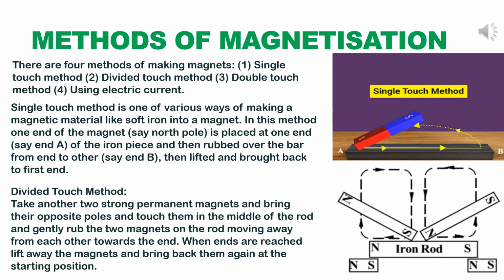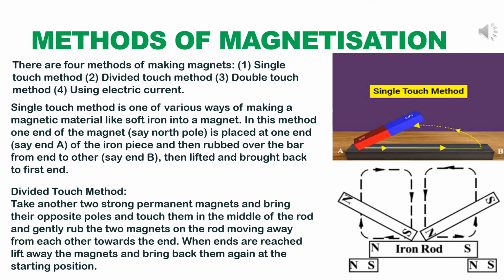Now let's start. The single touch method is one of various ways of making a magnetic material like soft iron into a magnet. In this method, one end of the magnet, say North Pole, is placed at one end, say end A of the iron piece, and then rubbed over the bar from end to the other, that means say end B, then lifted and brought back to the first end.